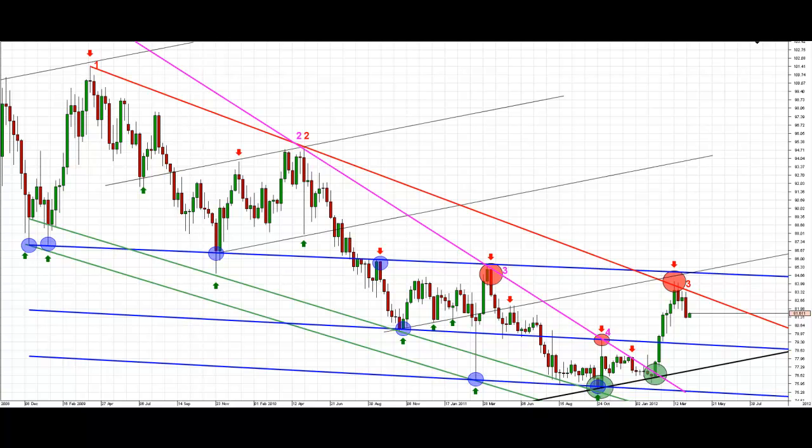Generally, we still have the downtrend prevailing, but the strong breakout of the pink resistance line may give bulls greater hopes for coming months.